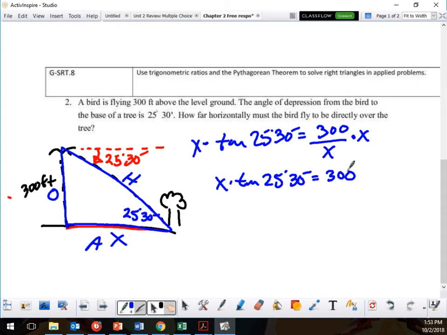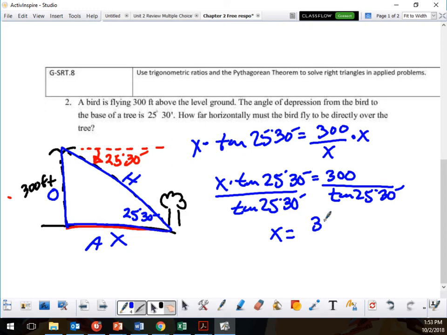Now, how do I undo that multiplication? Divide. I'm dividing both sides by tangent of 25 degrees, 30 minutes. Very good. So, x equals 300 over tan 25 degrees, 30 minutes.